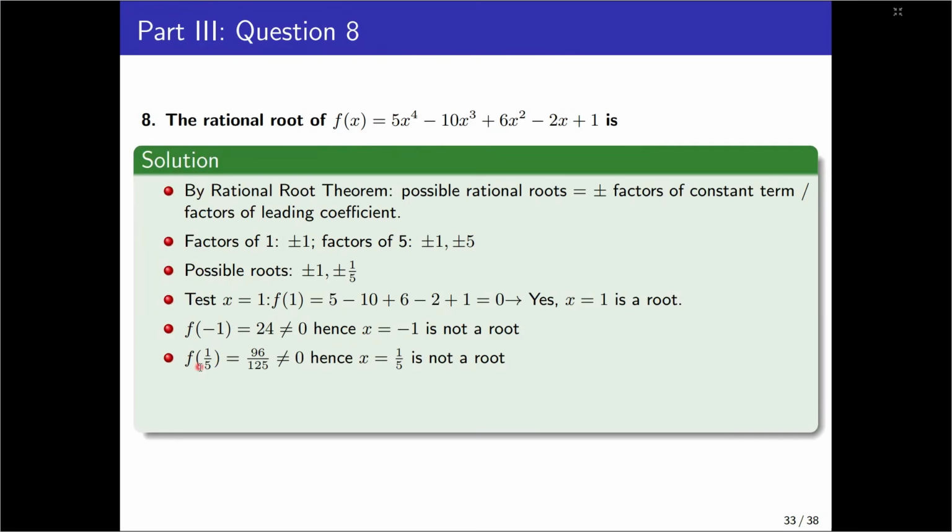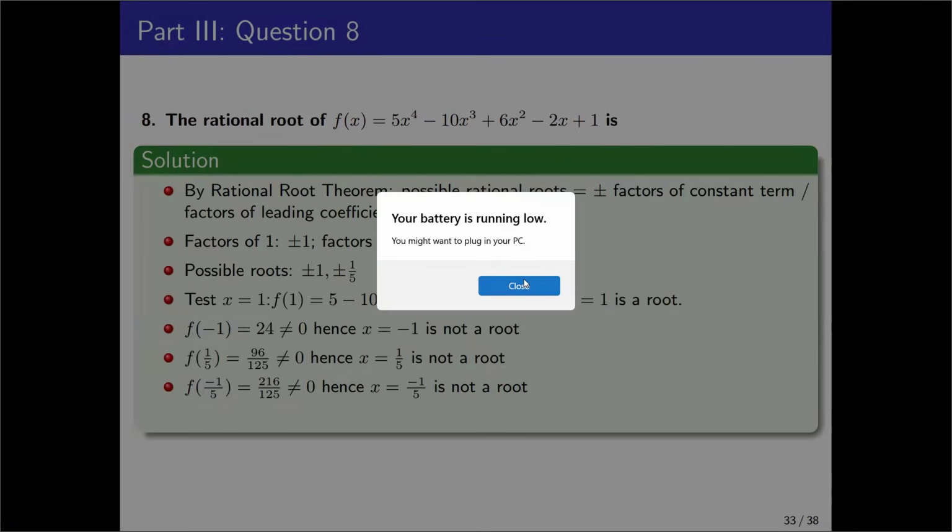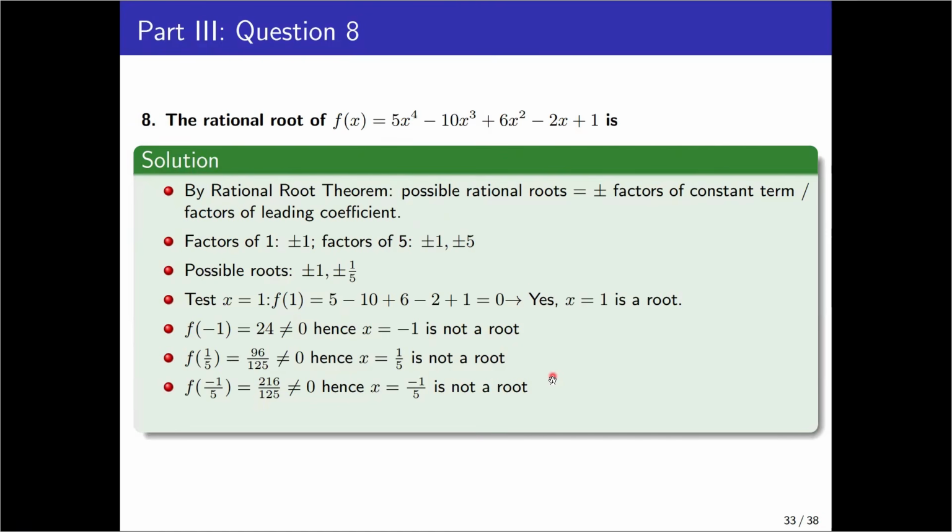f of 1 over 5 is 96 over 125, you can check it, which is non-zero. Hence, x equal to 1 over 5 cannot be a rational root of this polynomial function. And lastly, f of negative 1 over 5 is 216 over 125, which is also non-zero. Therefore, x equal to negative 1 over 5 is not a root. Therefore, the only rational root of the given polynomial function is x equal to 1.